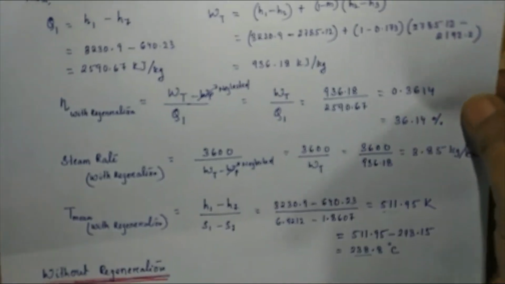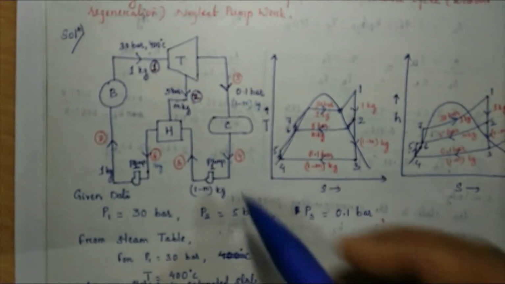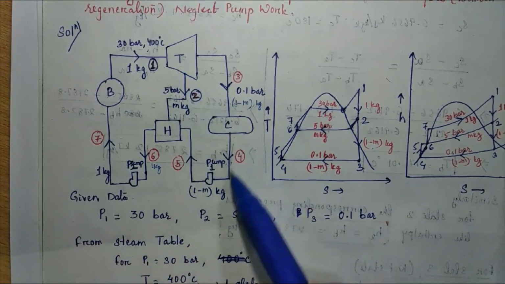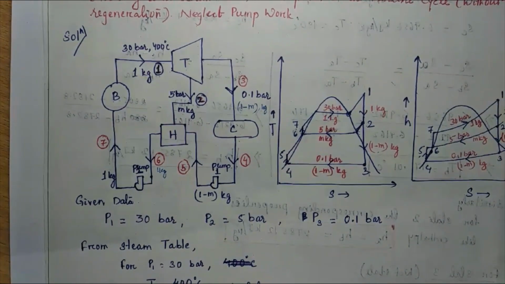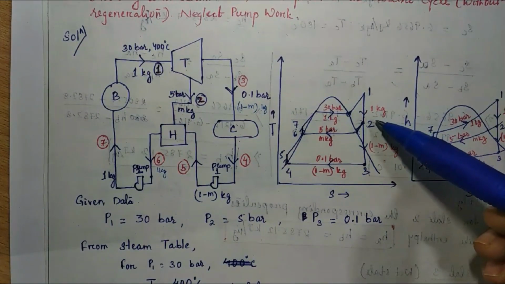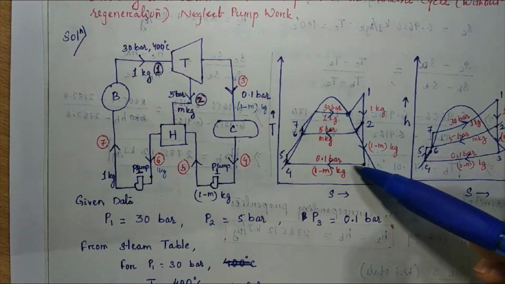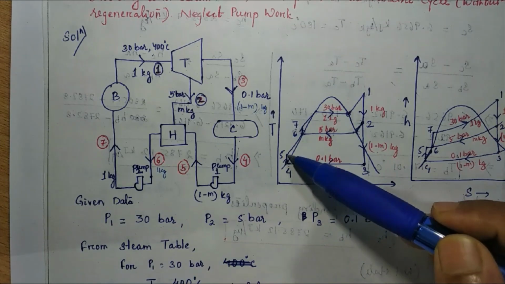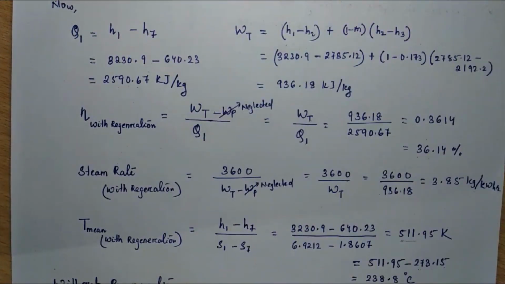Now, without regeneration. If I consider without regeneration, this part we have to omit. So this is the boiler, turbine, condenser, and directly to the boiler by means of a single pump. If we consider it this way, this is 1 to 3, 3 to 4, then directly 4 to 5, then directly to the 1, right?